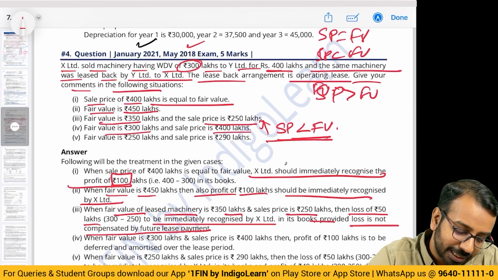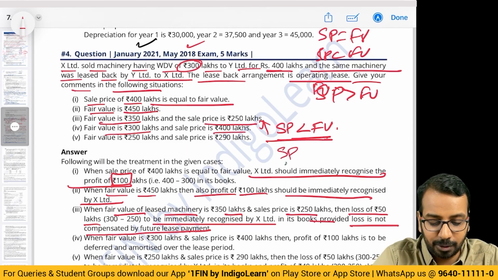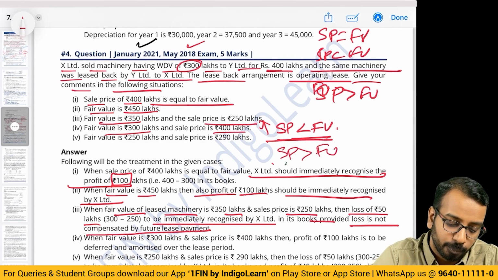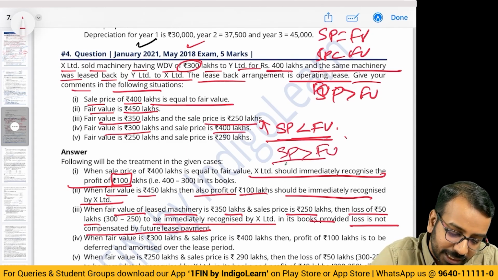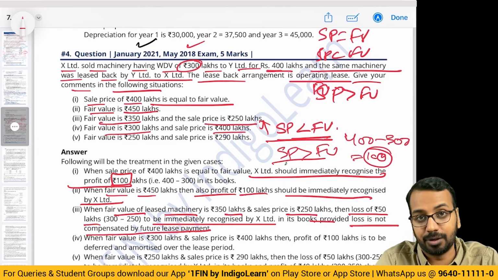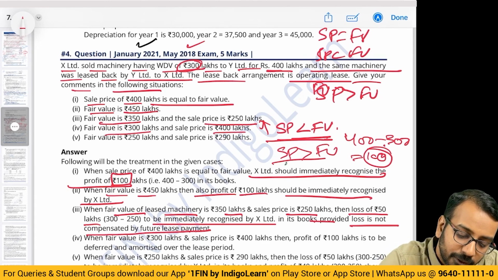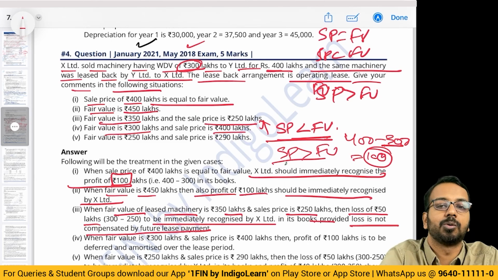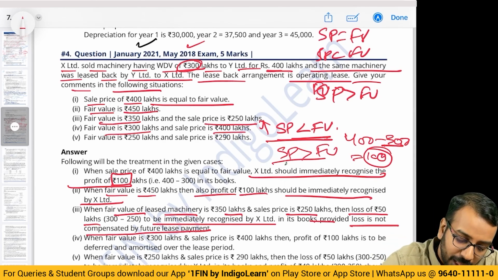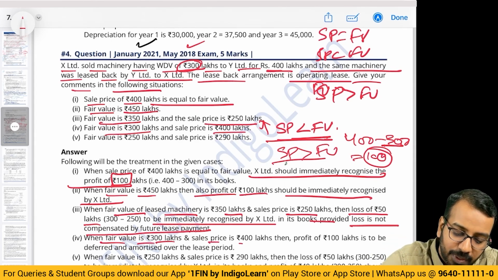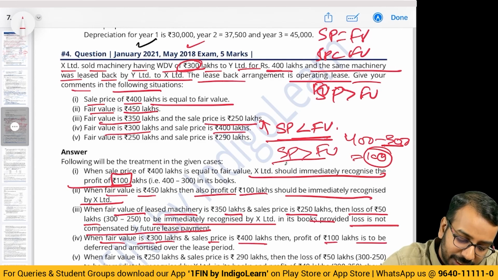Fair value is 300, selling price is 400. If selling price is greater than fair value, what is the excess? 400 minus 300, the excess price, 100, this has to be deferred. Now what is my cost? Cost is 300, fair value is 300, so no profit or loss will be recognized. When fair value is 300, sales price is 400, profit of 100 lakhs is to be deferred and amortized.